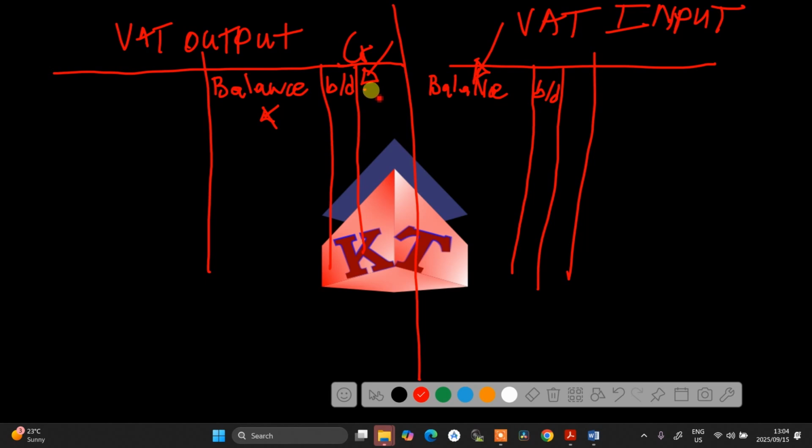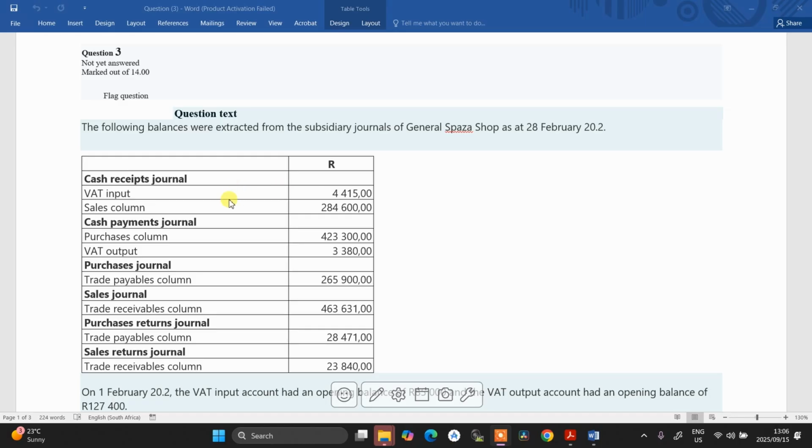Okay, now that we have covered all the basics that we needed to cover, I think it is time now that we go to our questions and then try to understand what they are trying to do there. Okay. The question reads as follows. The following balances were extracted from the subsidiary journals of General's Bazaar Shop as at 28 February 20.2.